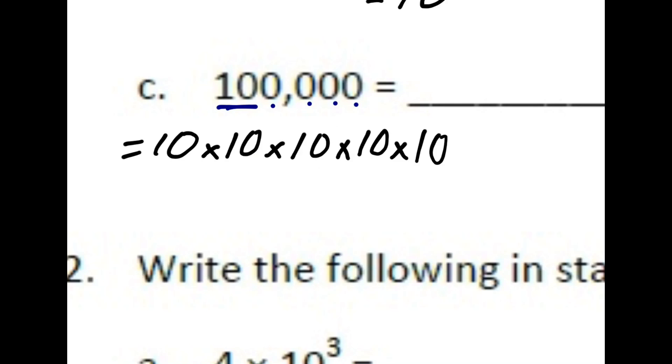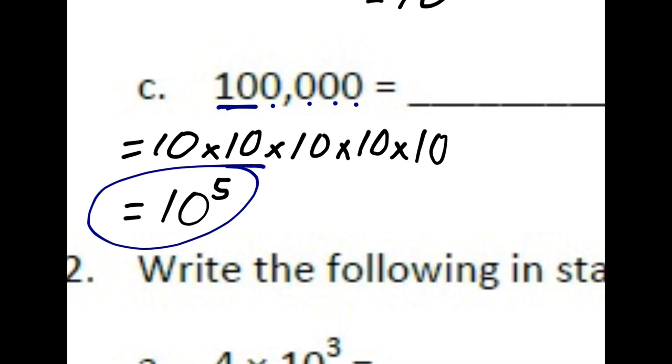Now, this next step is to write it in exponential form. So that's 10 to the, how many am I multiplying together? 5. So 10 to the fifth power. And that's my answer for that one.